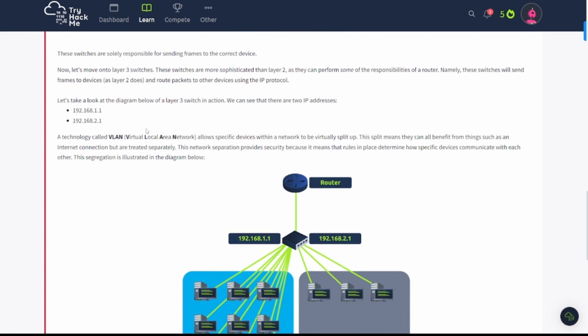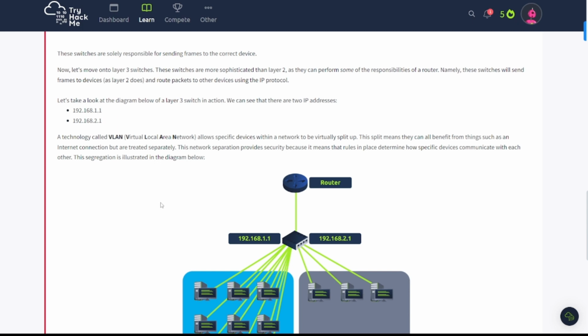Now let's move on to layer 3 switches. These switches are more sophisticated than layer 2 as they can perform some of the responsibilities of a router. Namely, these switches will send frames to devices as layer 2 does and route packets to other devices using the IP protocol. Let's take a look at the diagram below of a layer 3 switch in action.